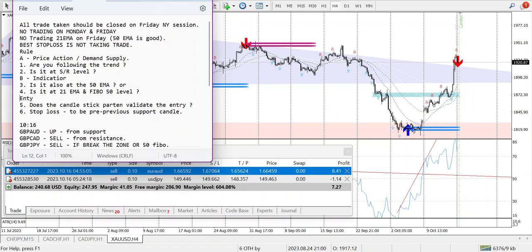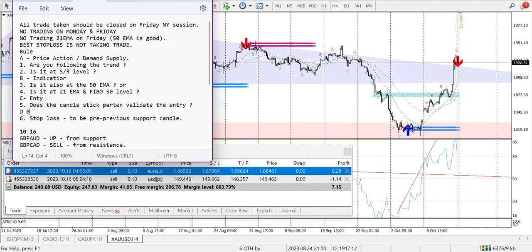If we're talking about entry, start from the C level. For entry, does the candlestick pattern validate entry? Yes, then we'll take the entry. And obviously D, very important: stop loss. So first we'll see the price action. If it is good and there's support resistance, then we can look for an indicator to confirm that the support and raise the price level. Then after that, the interest will be with the candlestick.